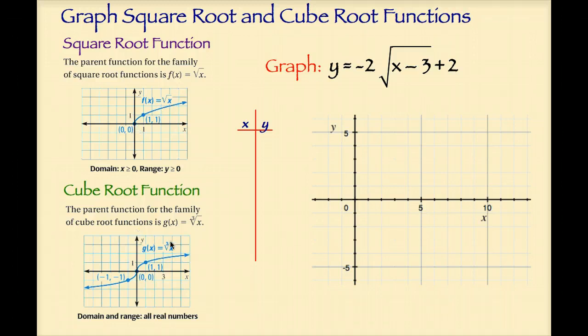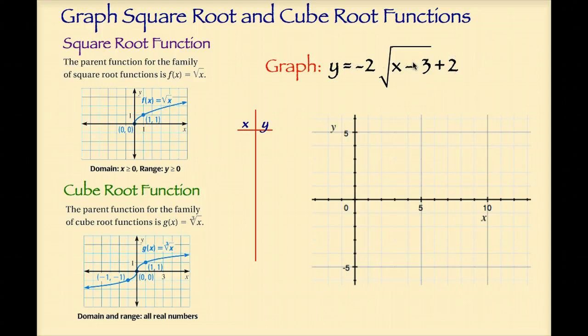The cube root function, the parent function, is g of x equals the cube root of x. Because under an odd index radical you can have negative numbers, the domain is all real numbers and the range is all real numbers as well. It's only when the index is even that you need to worry about negative numbers under the radical. So this is what the parent function of the square root function and the parent function of the cube root function look like. Let's graph one of them with various transformations.